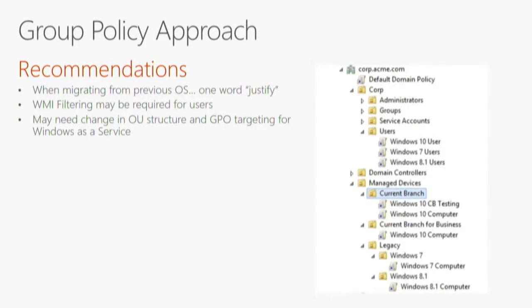Group policy. If you're going from like 7 or something like that, and you've got to make some new Windows 10 policies, just use this one word, justify, okay? If you're going to take something across, and I'm in your engagement and I look at it, I'm going to go, justify the fact that you're taking this across. Don't bring legacy stuff across unless you really have to. You want to keep it as streamlined as possible.